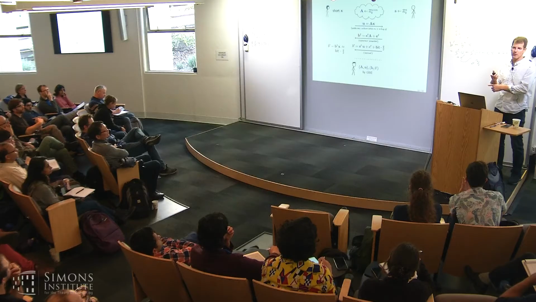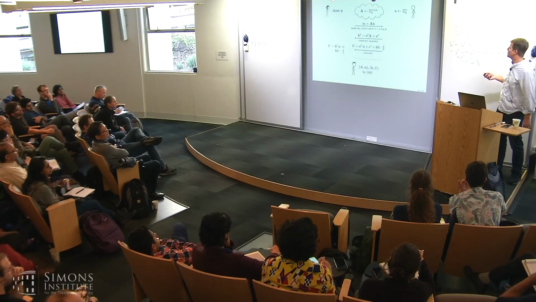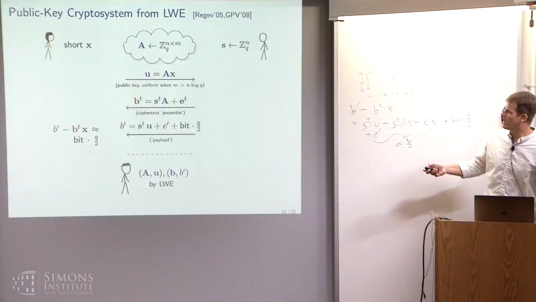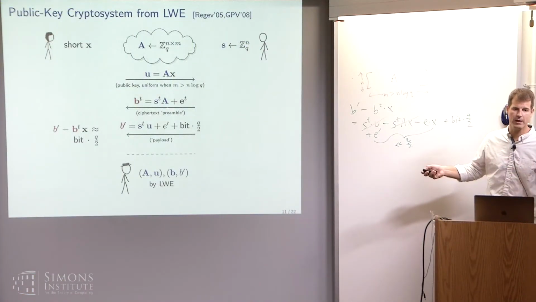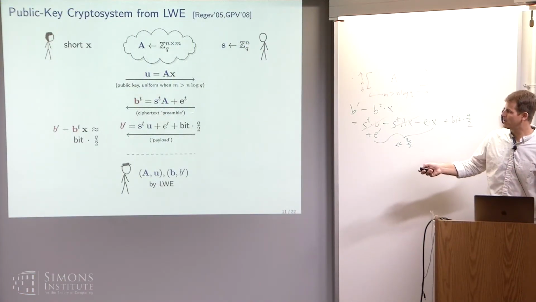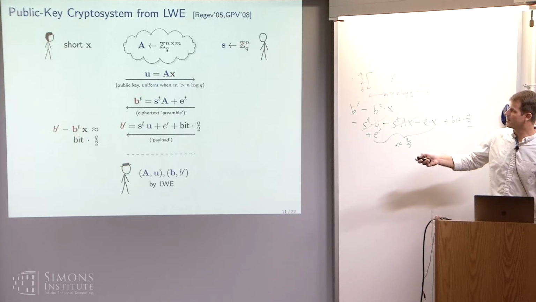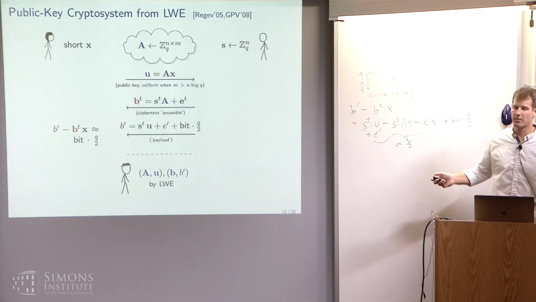The roles are basically reversed. In Regev's scheme, this part is Bob. So Bob has the public-private key. This part is Bob's public key, and this part is Bob's secret key. And then this is part of the ciphertext, and this is computed differently by Alice.